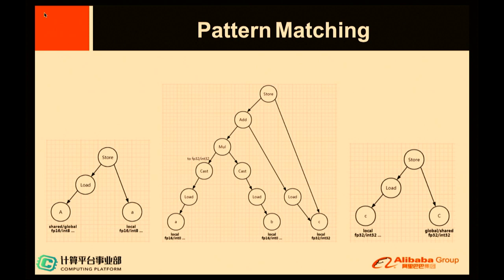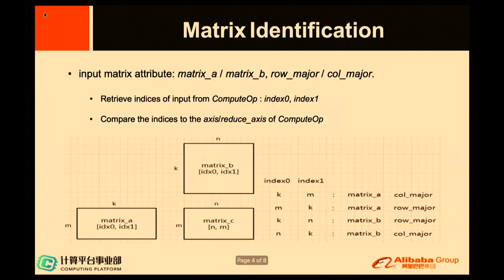We also mark this attribute as TensorCore enabled. But as Siyuan talked about, we have to identify whether it is matrix A or matrix B, and whether it is row major or column major. We visit the compute OP and retrieve the indices from the input matrix, index 0 and index 1. Then we compare these indices to the axes and reduce axes in the compute OP. You have some lookup tables there, so with index 0, index 1, K and M, you can say this one is matrix A and the other one is column major. With this, you can automatically get this attribute out.